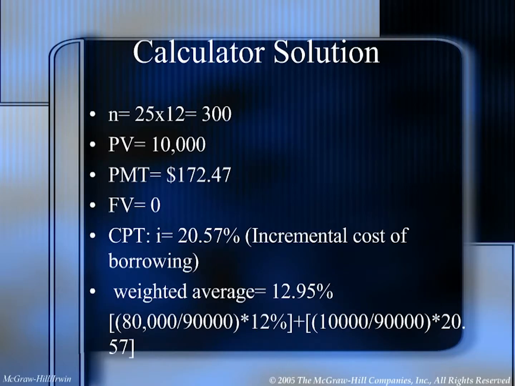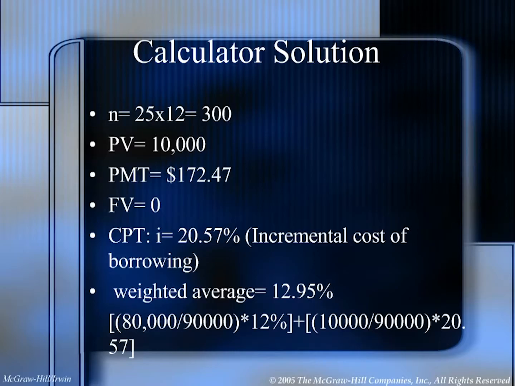Now we want to ask, what's the cost of borrowing that extra $10,000? Well, N is 300 because it's 25 years times 12 months a year. The amount we're borrowing is $10,000, entered as a negative. The payment, the extra amount we have to pay because of borrowing that $10,000, is $172.47. It's fully amortizing, so the future value would be 0. And we compute the interest rate. Again, we get a monthly rate, multiply it times 12, and we see that rate is 20.57%.